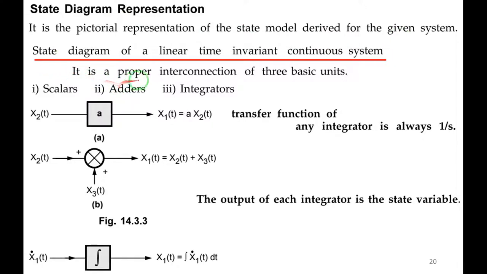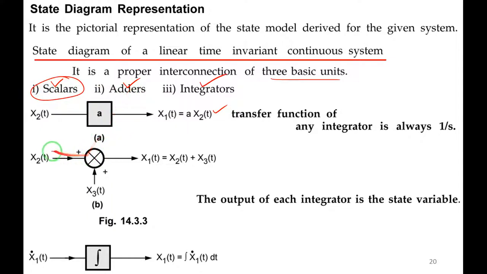And we will see the state diagram of a linear time invariant continuous system. This state diagram is the interconnection of three basic units: scalars, adders, and integrators. You can see in the first diagram, this is a scalar a, or some scalar quantity. So this is the amplification. If I want output x1, it has to be multiplied by the gain of the system. In electrical circuits, this is an amplifier which will amplify the given input signal. So a into x2 of t. This is the role of the scalar.